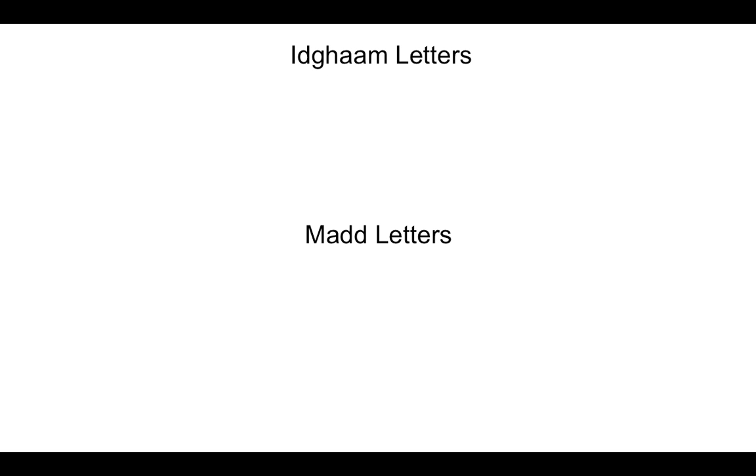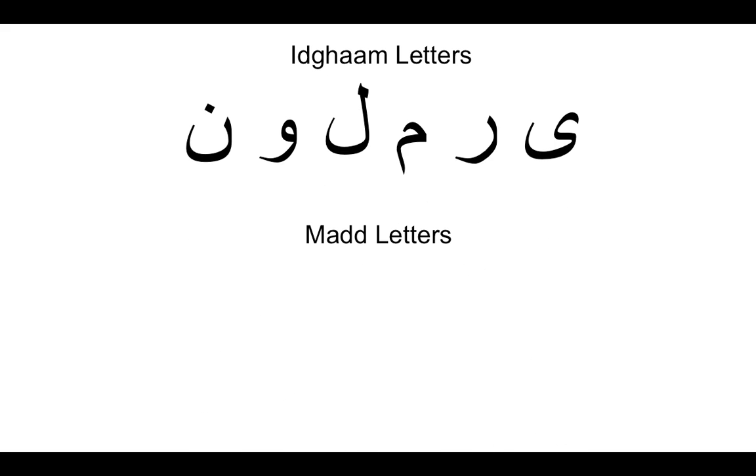And another letter collection that we should be memorizing is the idgham letters. The idgham letters we can remember by the mnemonic, the word yarmalun. Yarmalun, which is ya, ra, mim, lam, waw, noon. Those are the idgham letters. Ya, ra, mim, lam, waw, noon. Yarmalun.